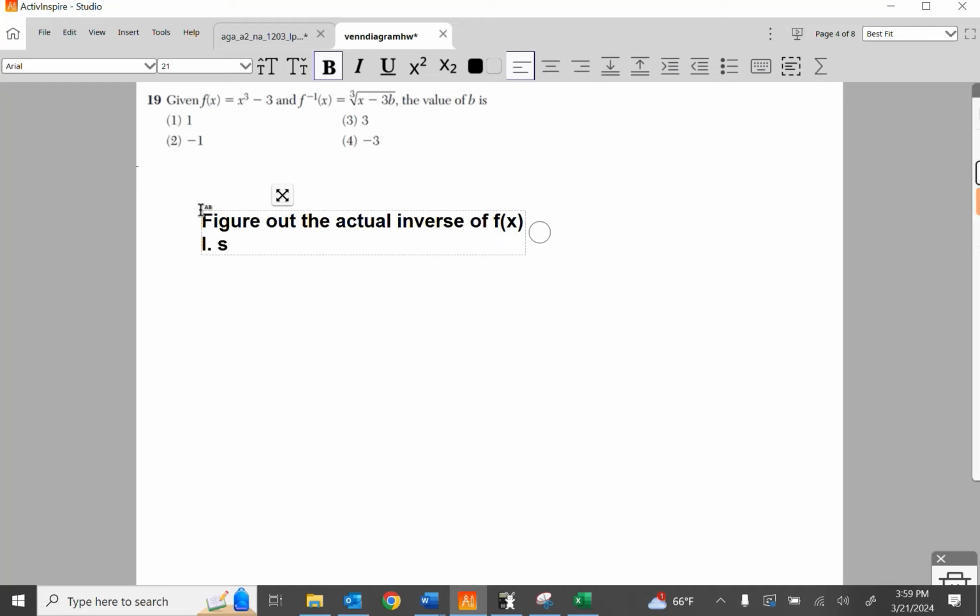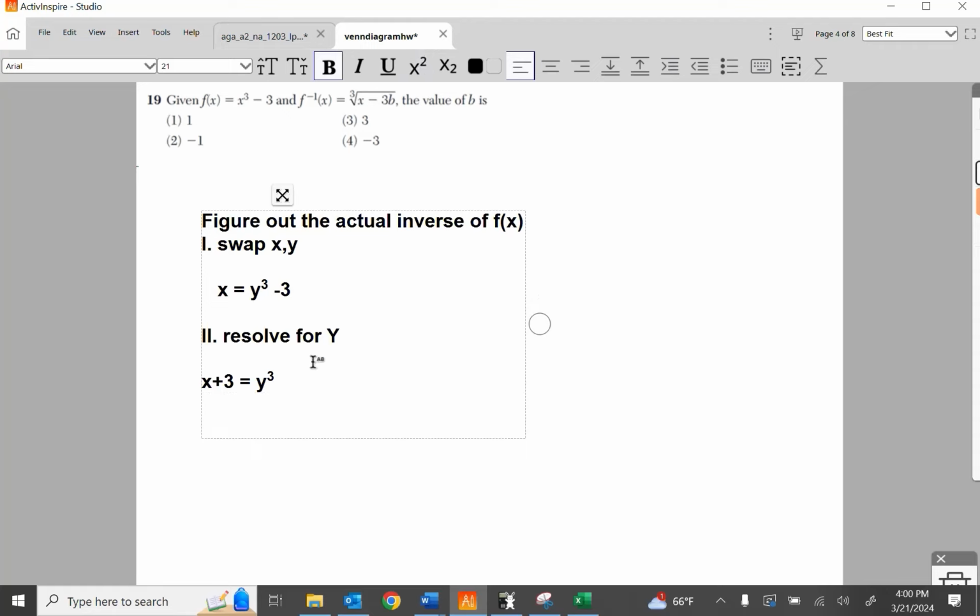Step 1, swap x and y. So if I swap x and y, it becomes x equals y cubed minus 3. Step 2 is to resolve for y, and it's only going to be 2 steps. The opposite of subtraction is addition. The opposite of cubing is to cube root.